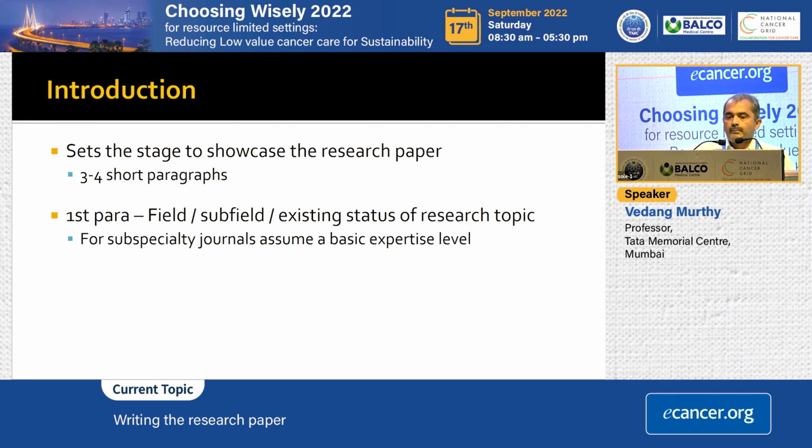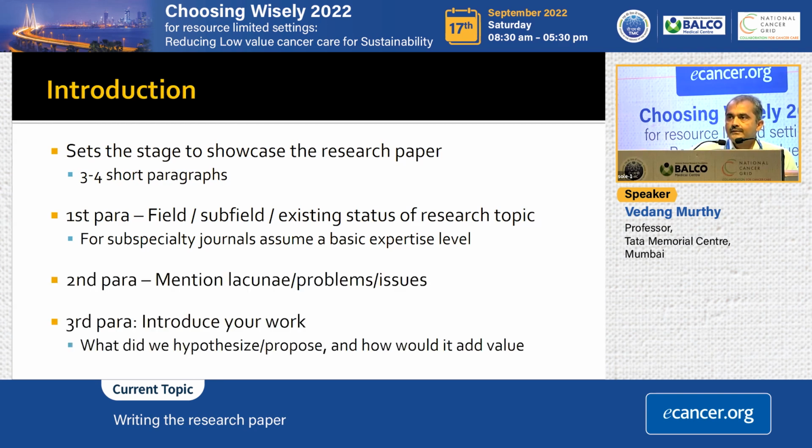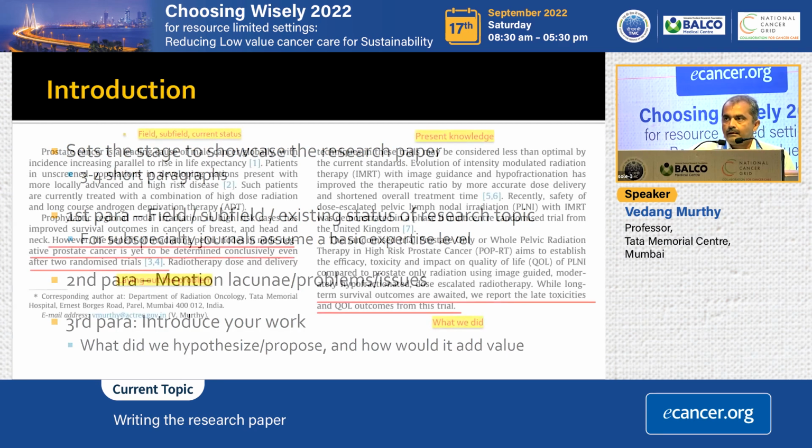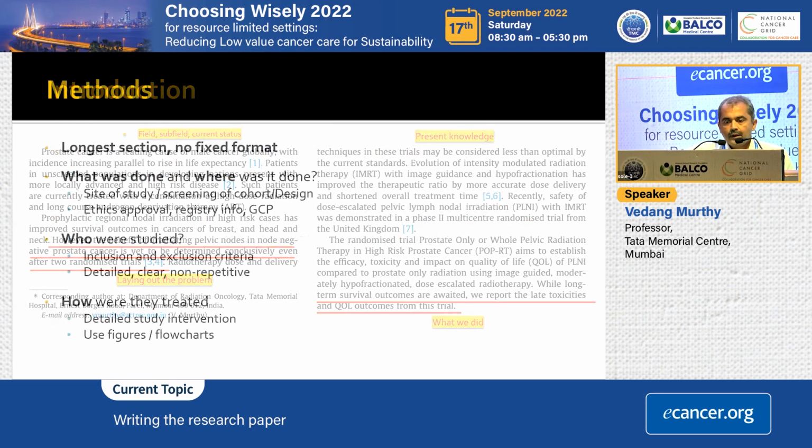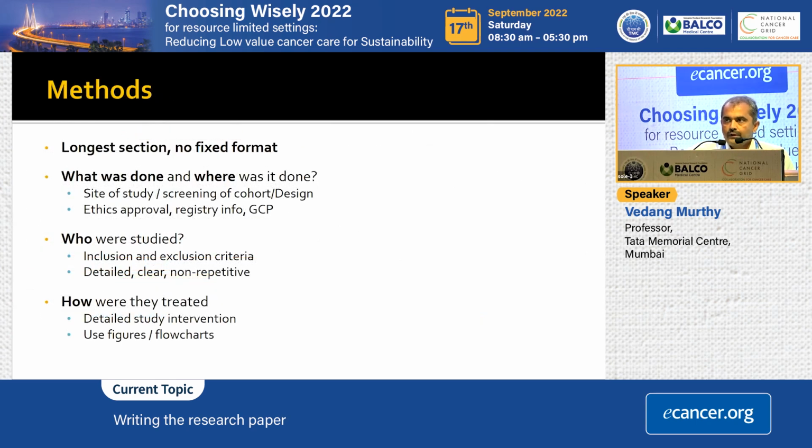Okay. Methods is the longest section of the paper, and there's no clear fixed format, but it varies by journal. We talk about what was done, where it was done. We start with the site of the study, ethics committee, cohort design, etc. And then who were studied: inclusion and exclusion criteria.